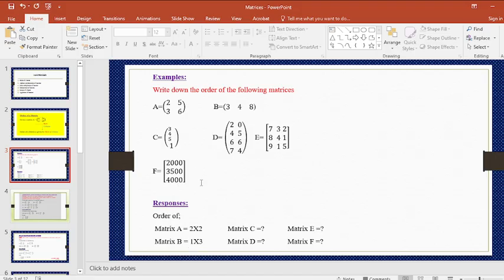That is its order. So we have a question here. What about matrix C, matrix D, matrix E, and matrix F?